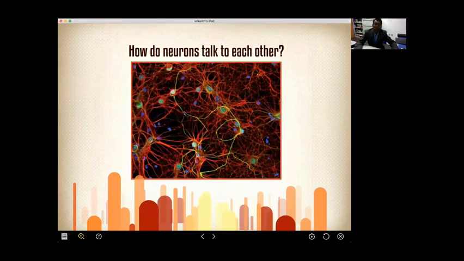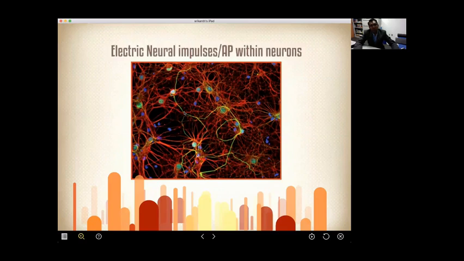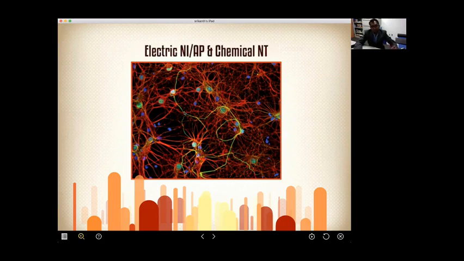So how do neurons talk to each other? Well, it's through a unique way of electrochemical messaging. I'm repeating here: electrical within a given neuron through electrical signals called neural impulses or action potentials, and chemical between two neurons in the form of neurotransmitters. So it's electrical and chemical.